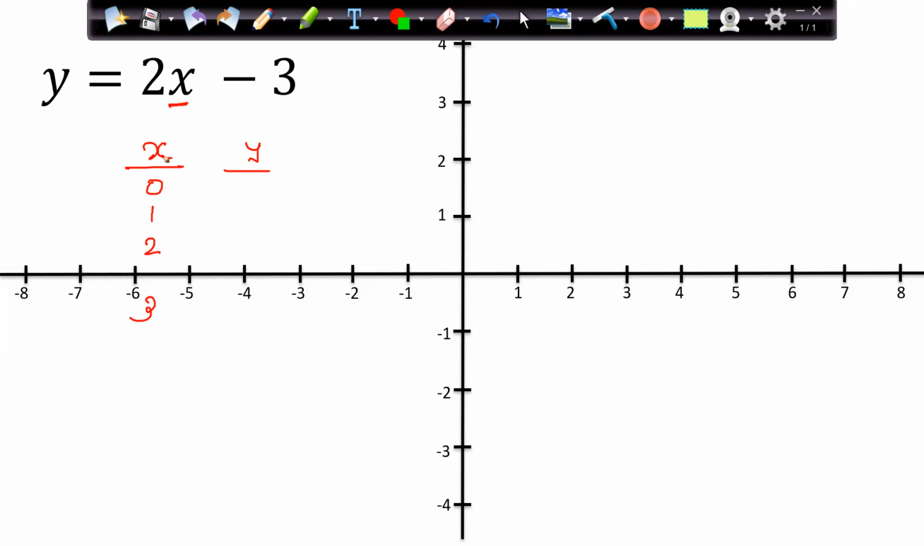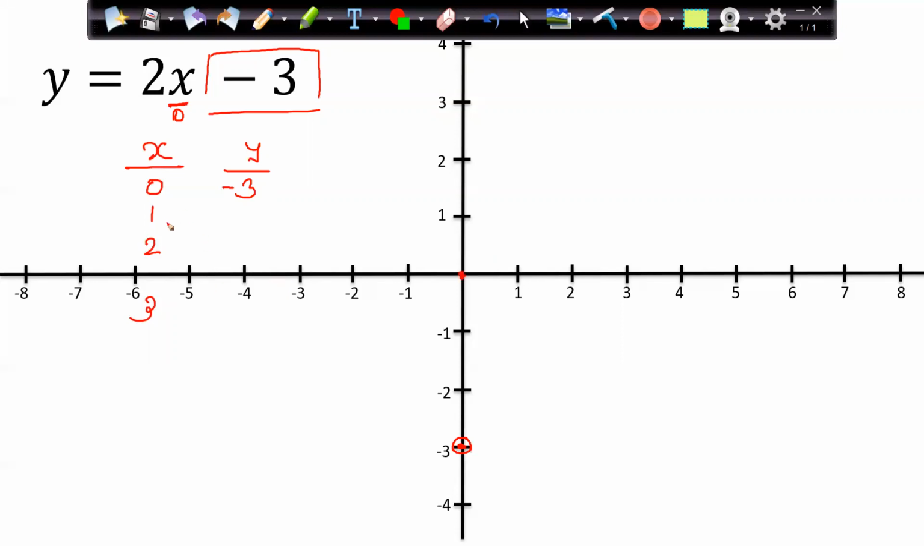So x is equal to 0. My y is coming out to be minus 3. When x is equal to 0, then my y is coming out to be minus 3. So I'll put minus 3 here. That is my first point, 0 comma minus 3. So let's say this is my 0, and minus 3 is my y. So minus 1, minus 2, minus 3. That is my first point, 0 comma minus 3.